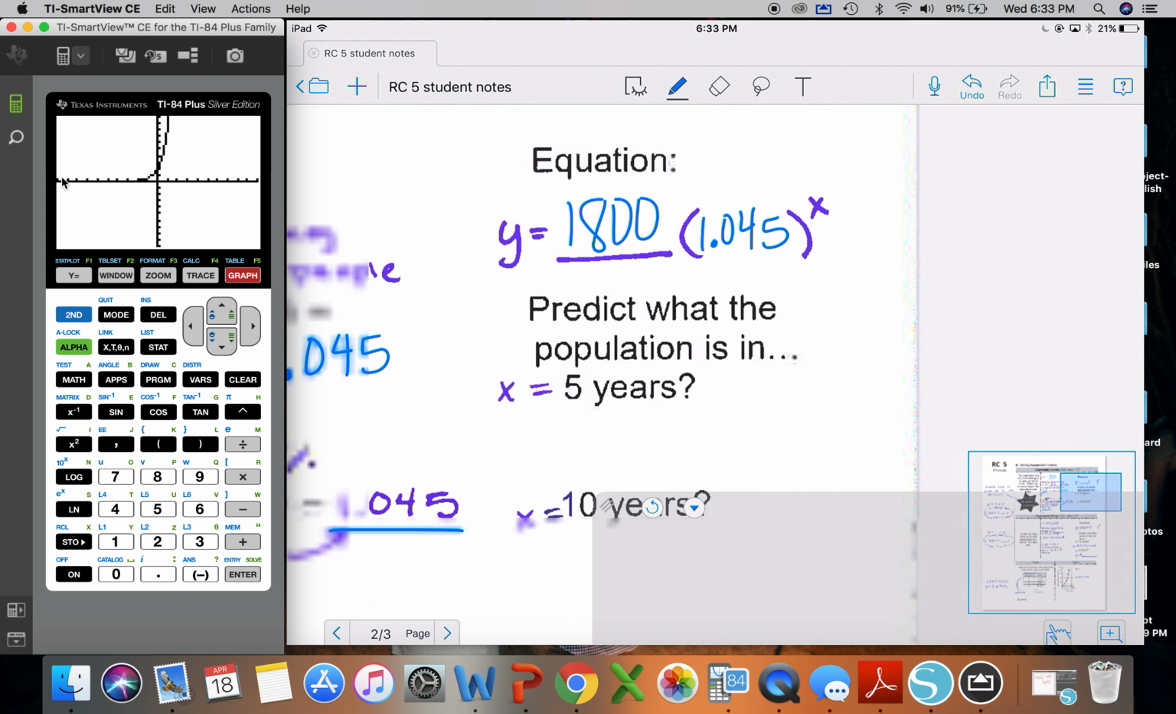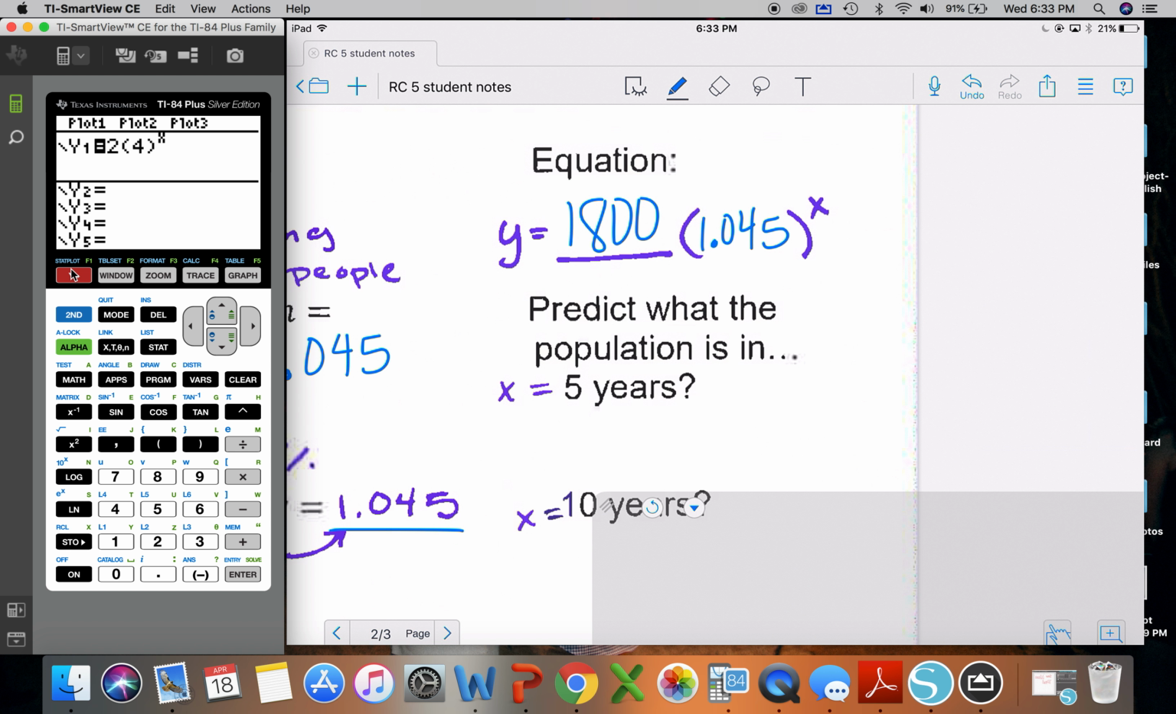And this is raised to the x. Now, to make any predictions, I'm going to plug this into y equals. So 1,800 times 1.045 raised to the x.